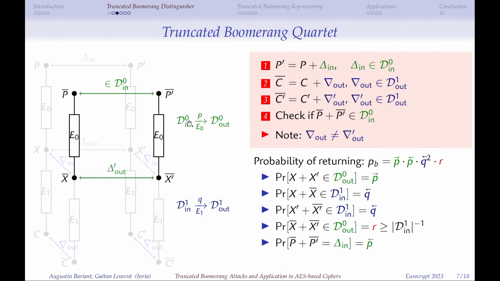And then finally, you look at the last part. When you start from x bar, x prime bar, you decrypt, and with some probability, you end up in the set. And so you have those 5 events, and if everything is satisfied, and if we assume that everything is independent, then we obtain the probability of returning.